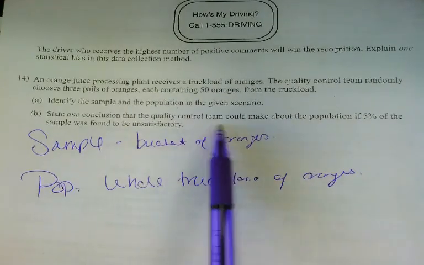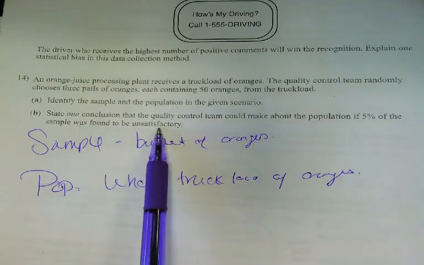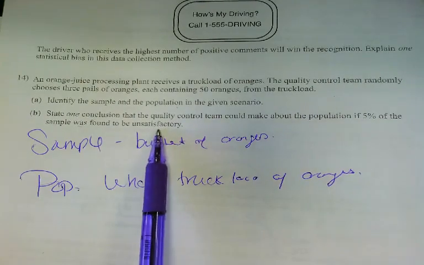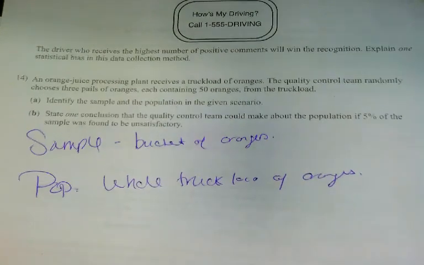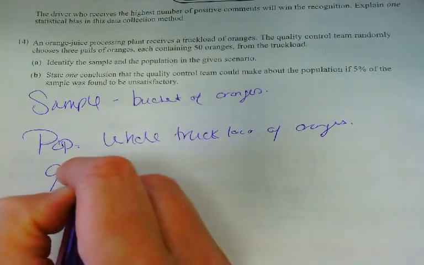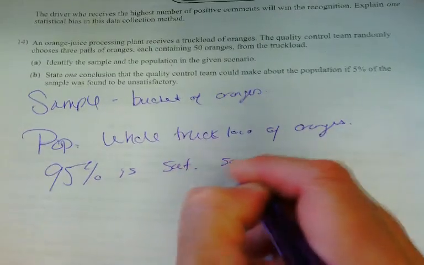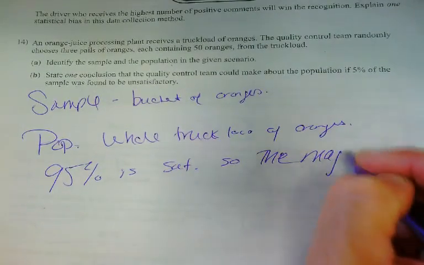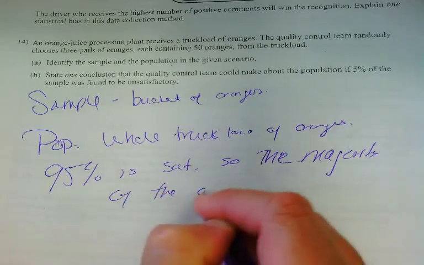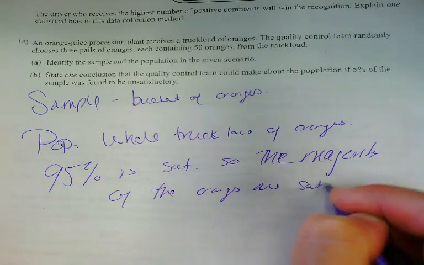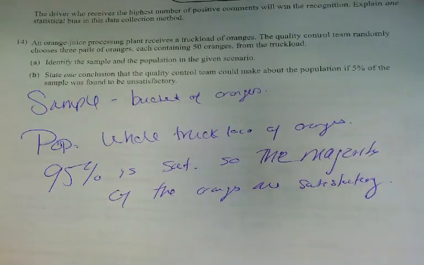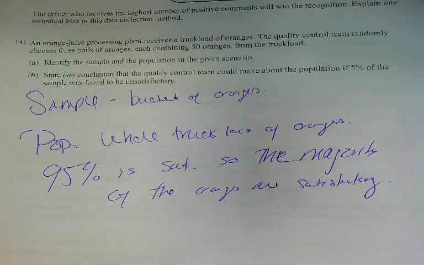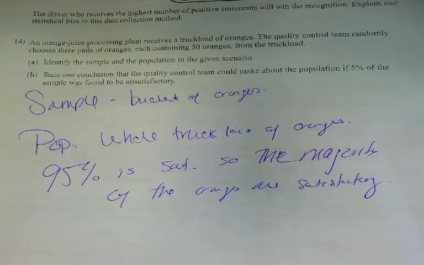State one conclusion that could be made about the population if 5% was unsatisfactory. So if we said 5% is unsatisfactory, which means, yeah, I would say 95% is satisfactory. So the majority of the oranges are satisfactory. Easy enough? Okay, so if 5% are unsatisfactory, that means 95% are, which is the majority of them.